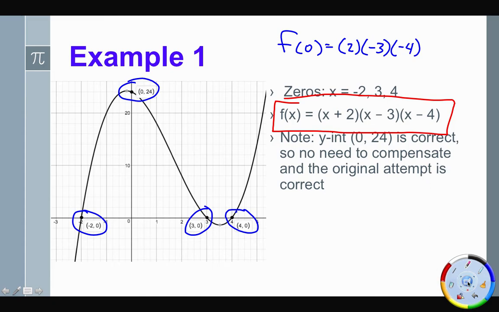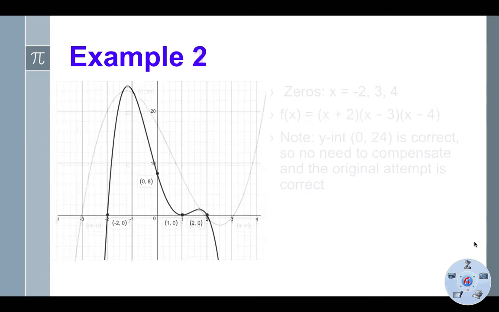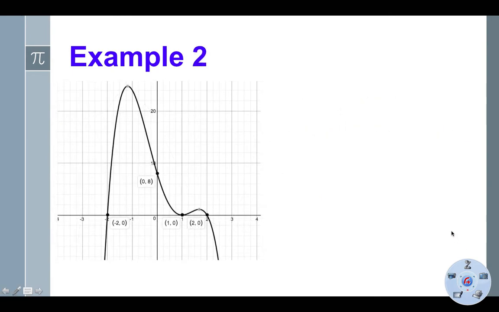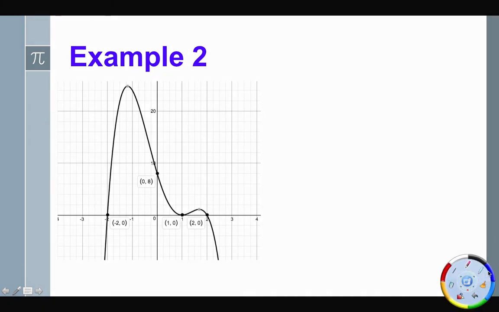All right, so let's try that again. We have a couple more examples here to deal with. Example number 2 looks like this. Notice we have a bouncing 0 in this case, which means we're going to have a multiplicity on this example. So I'm going to make a note of all 3 of my x-intercepts and my 1 y-intercept.